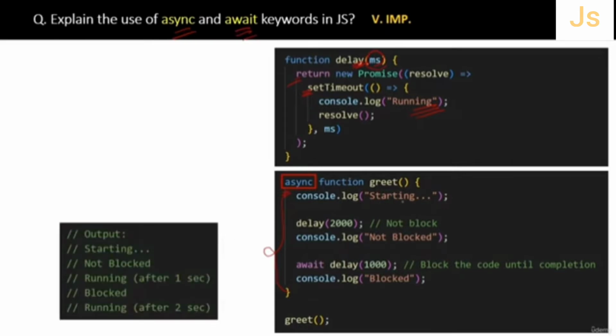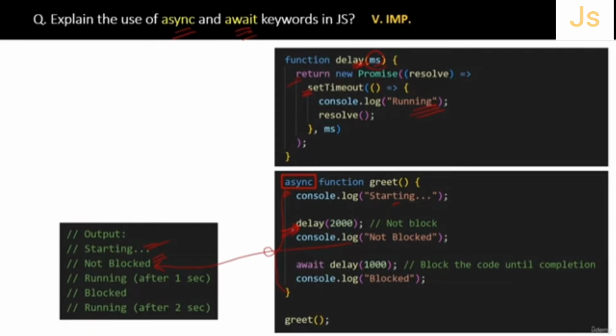Then the starting will be printed. Then this delay function will be called with 2000 milliseconds as a parameter. Now, because this is an async method, this delay function will not block the code, and therefore not blocked will be executed. In the output, you can see that after the start, not blocked is printed. This is the benefit of the async keyword. It will make your complete method asynchronous.